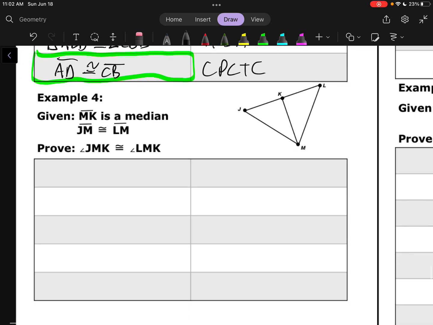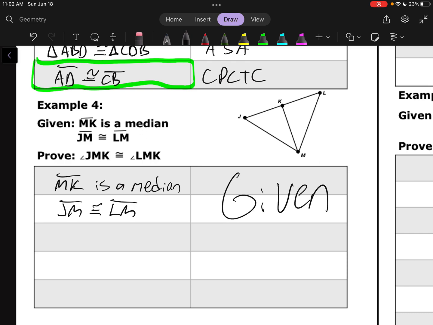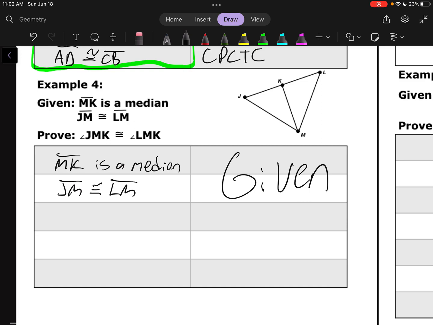All right, what do we got here? We got MK is a median, and JM is congruent to LM. What do we need to do here? Well, okay. So JM, LM. We got one congruent thing.